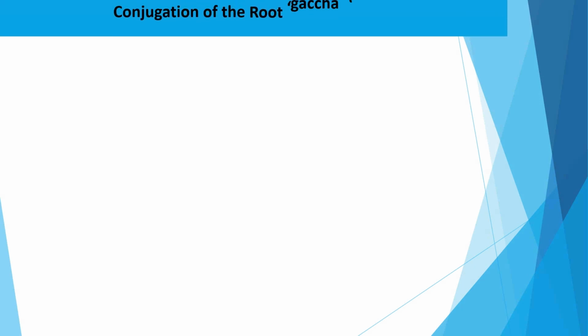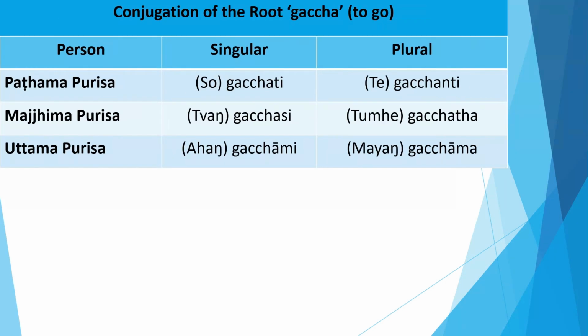Let's see how we can conjugate the root gacha, to go, in Pali, in present tense. Gachati, gachanti, gachasi, gachatha, gachami, gachama. Conjugation of the root gacha, to go.